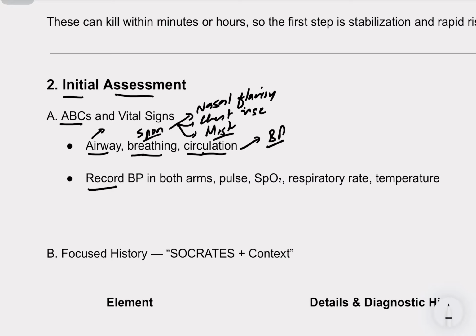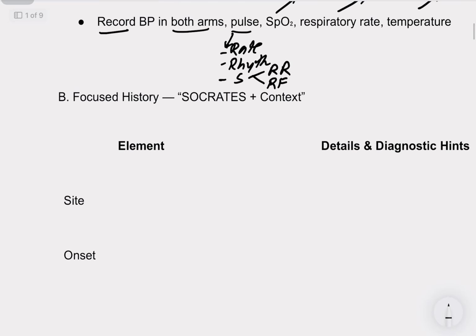After that we have to record BP in both hands. In chest pain, remember that. For pulse, we have to look at the rate, rhythm and synchronization: radial synchronization and radiofemoral synchronization. We have to look at SpO2, respiratory rate and temperature. After that we have to take a focused history.